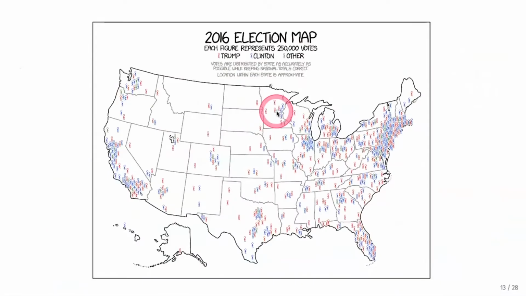One other attempt at this is this comic here. This is the same idea, showing that land doesn't vote. Each of these stick figures is 250,000 voters for either Trump or Clinton or other. The only other on here, I think, is in Utah there. That's Evan McMullin from 2016. But this, again, shows it's not a deeply red country.